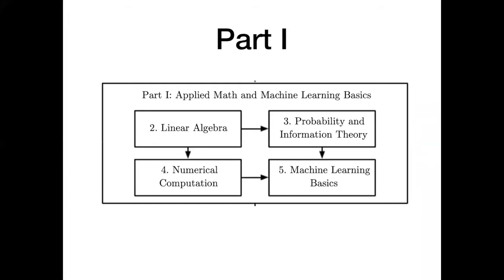Firstly, let's have a look at the outline of part 1. This part is about some applied math and machine learning basics. It will cover 4 fields: linear algebra, probability and information theory, numerical computation, and machine learning basics. In this part, you will learn some very basic math that is highly relevant to deep learning and machine learning. And you will also get some core ideas of machine learning basics, which is also very important for our further study of deep learning.